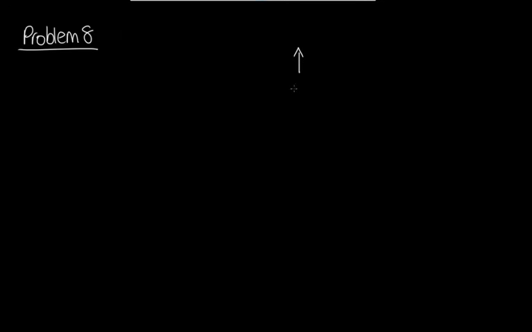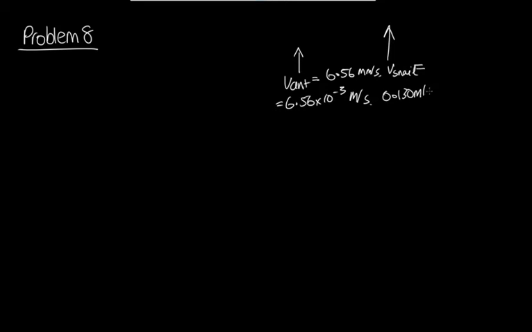So here's our ant. The ant is equal to 6.56 millimeters per second, which is equal to 6.56 times 10 to the minus 3 meters per second. And then the snail goes with a slightly higher velocity of 0.13 meters per second, and the lizard is quite speedy with a velocity of 0.500 meters per second. And in part A, we're asked what is the velocity of the ant relative to the lizard.